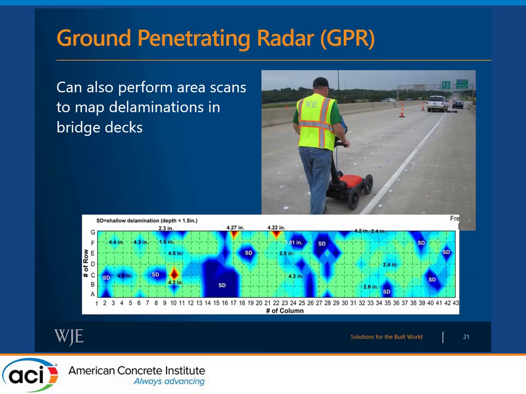We will sometimes do larger area scans with radar and use that to come up with maps of where the delaminations are located. We can also make maps of where all of the reinforcing steel is located, which is very useful for service life evaluations and other material investigations. But just talking about delaminations and voids, we can use this area mapping technique to come up with maps of where these delaminations are located and their approximate depths.